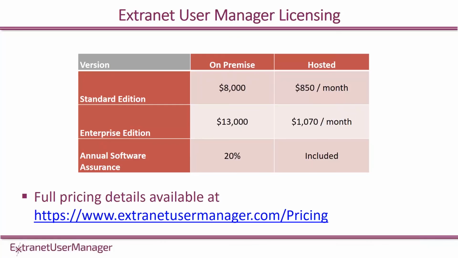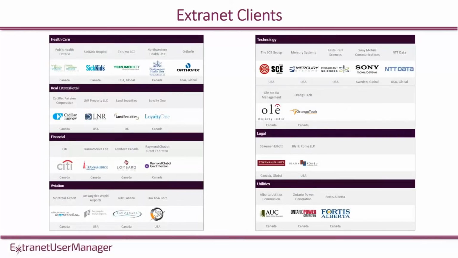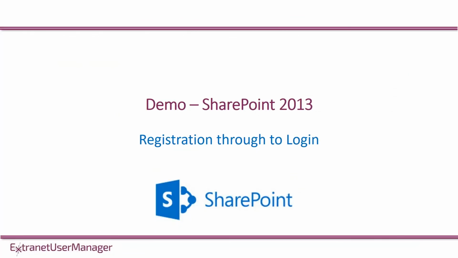If you said, well, we want to run a hybrid SharePoint 2013 and Office 365, and we've got Extranets in both of those, we want to use one EUM across both of those, that's an Enterprise Edition. Or you want to go to Desire to Learn or some other single sign-on, that's multiple systems, that's what defines an Enterprise Edition. So it's either 8 or 13K from an on-premise point of view, or $850 or $1070 a month if we're fully hosting that for you.